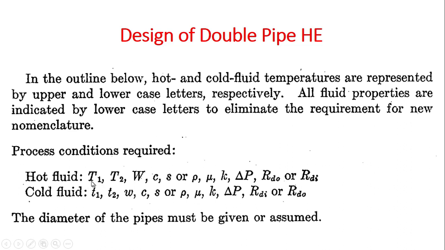For the hot fluid, we will have a T1 and T2 for the inlet and the outlet, and for the cold fluid the small t1 and small t2. This is the mass flow rate and specific heat, specific gravity, density, and so on. This is delta P. The diameter of the pipes must be given, or you have to assume it. Let's have a look at the design steps. I will explain the design problem in the second part of this lecture.